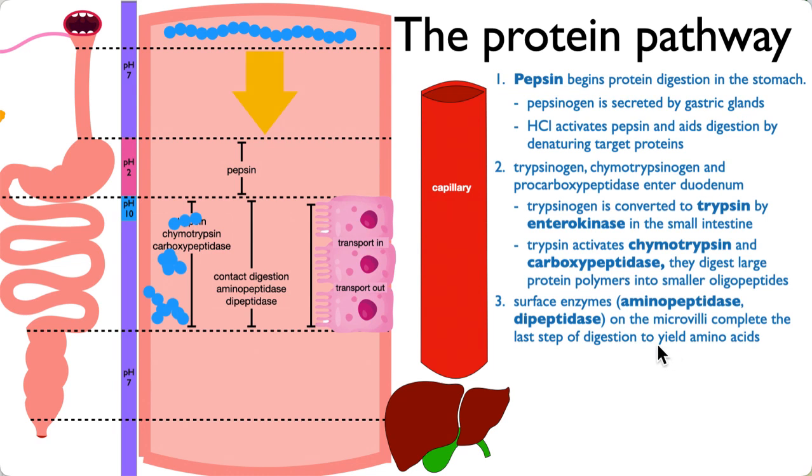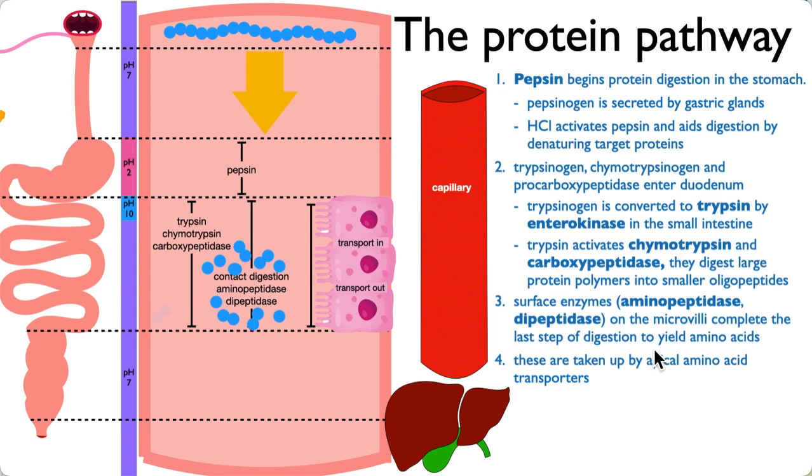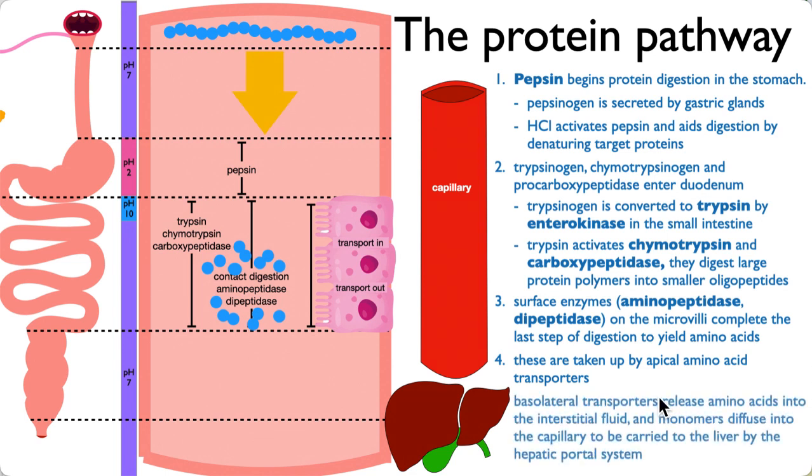oligopeptides. Now that they are small enough, they can interact with the microvilli on the intestinal cells, which do what's called contact digestion, because they're contacting the surface of the cells, the membrane. The enzymes there, which are things like aminopeptidase or dipeptidase, complete the last step of digestion, and now these nutrients can be taken up by apical transporters, brought into the cell. Then basolateral transporters move those into the interstitial fluid, which then moves to the capillary, which carries the amino acids to the liver, where they can be sorted, stored, or passed on to cells that need them.